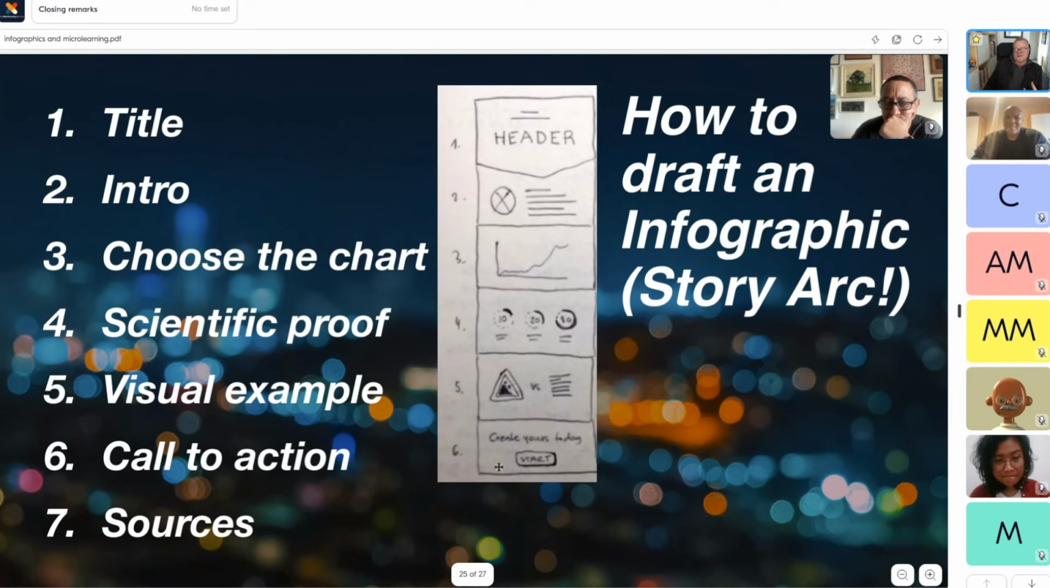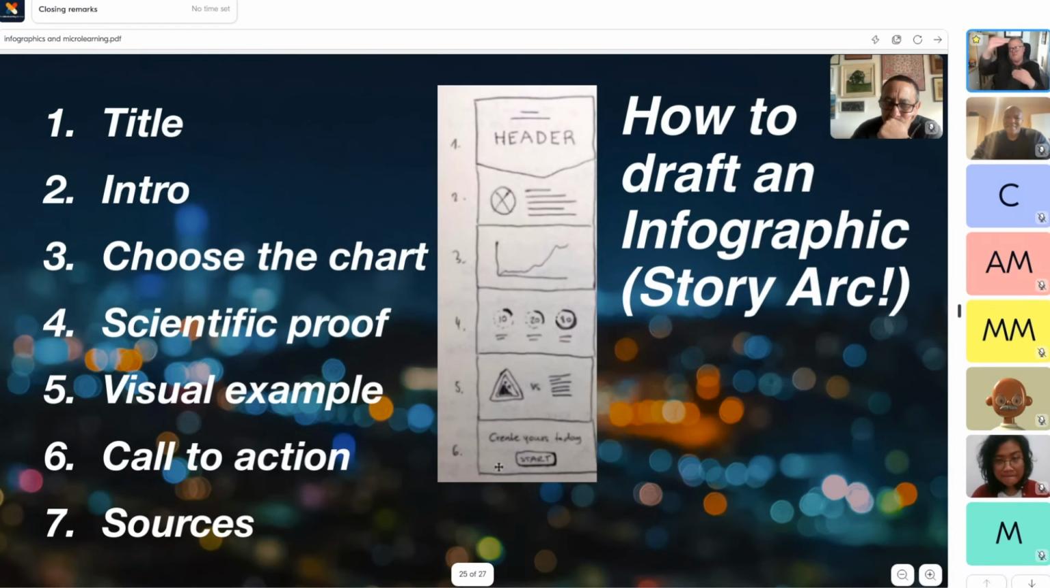I created this balance between it takes 30 seconds to make a coffee in your pod thing, but it also takes 200 years for your pod to decompose. And for me, I was presenting the challenge, so that was a visual example. And then 6 was the call to action. If you want to buy biodegradable pods, here you come.